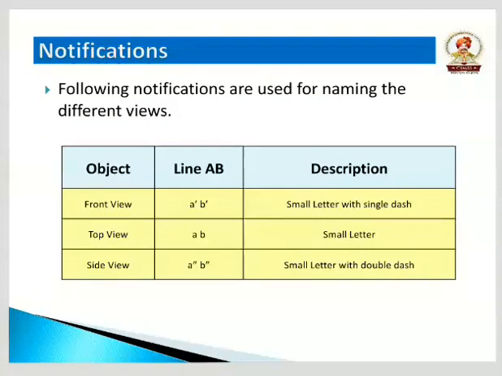The following notations are used for naming the different views. For front view, line AB is denoted by small letters with single dash, that is a dash b dash. For top view, line AB is denoted by small letters, that is ab. And for the side view, line AB is denoted by small letters with double dash, that is a double dash b double dash.